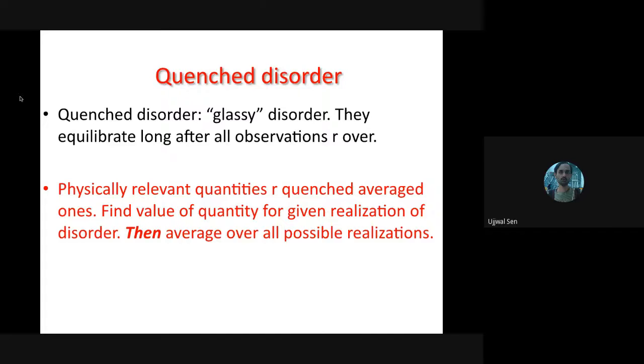So physically relevant quantities are the quenched averaged physical quantities. What does it mean by a quenched average physical quantity? What we do is find the value of the physical quantity, let's say magnetization or entanglement, for a given realization of the disorder, and then we average over all possible realizations. The order of doing the average and finding the value is very important. We first find the value of the quantity and then do the average. This is what is called a quenched average.